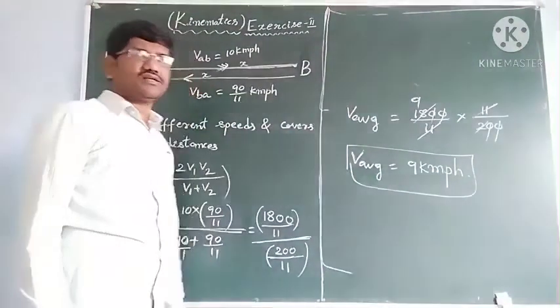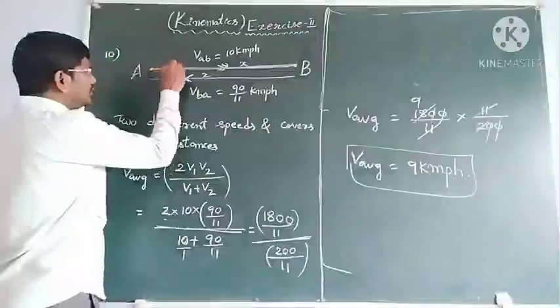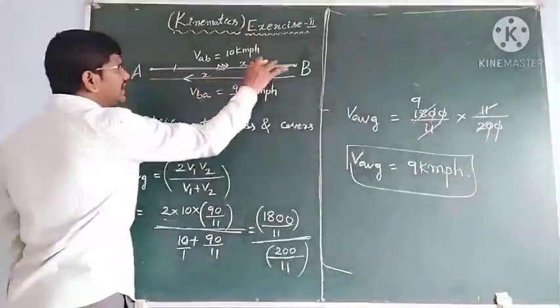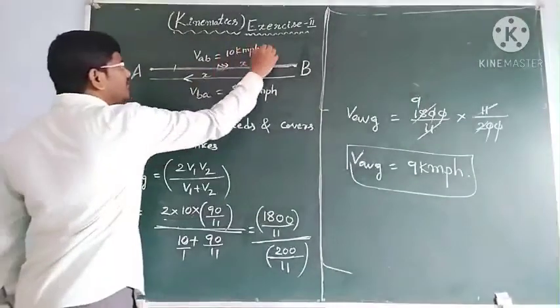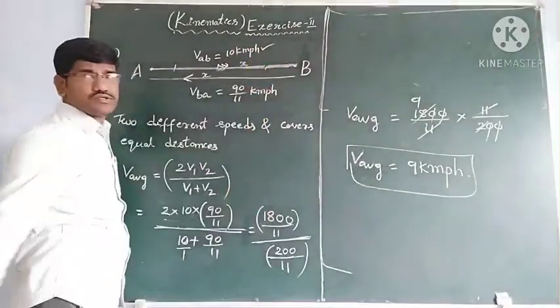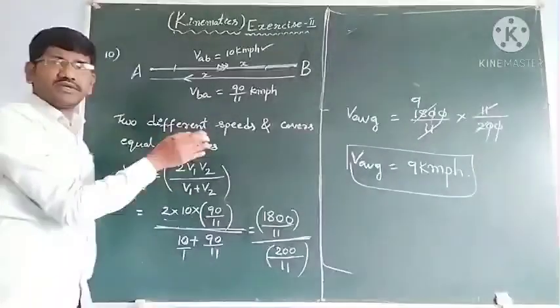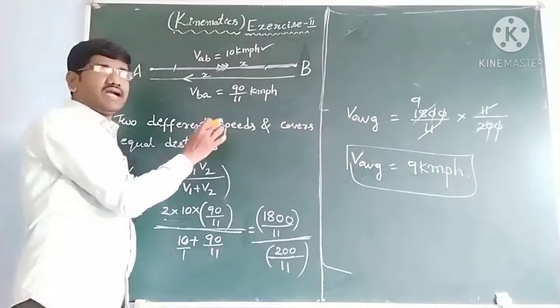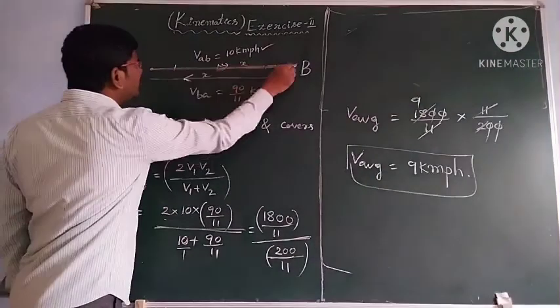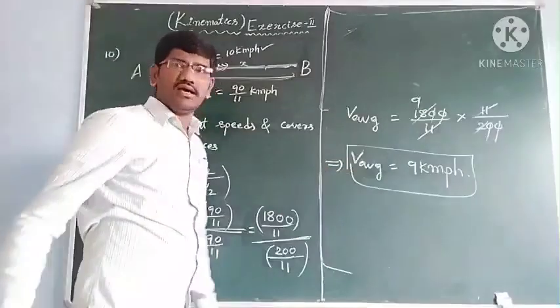See my dear students, while going from A to B, different speeds are maintained and the time intervals are the same, so you use the formula I used for A to B. Similarly for B to A, distances are the same and speeds are different, so use that formula also. Take the A to B distance and the B to A distance, and finally we calculate the average speed.